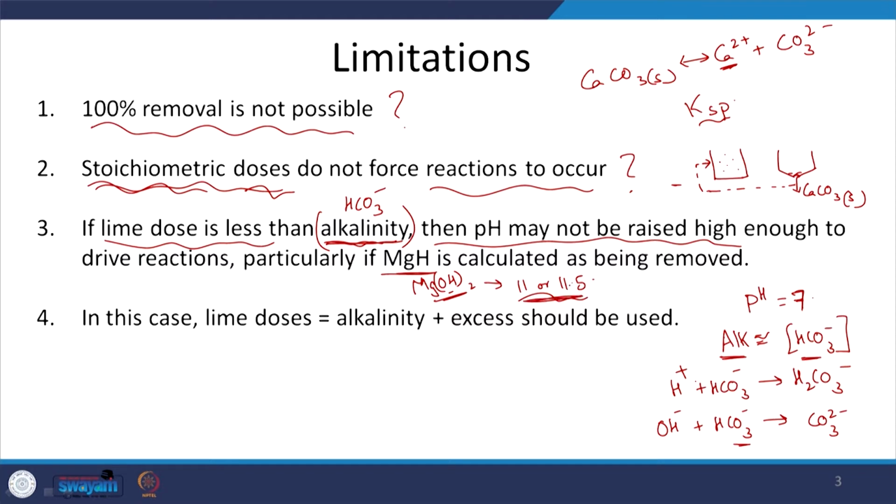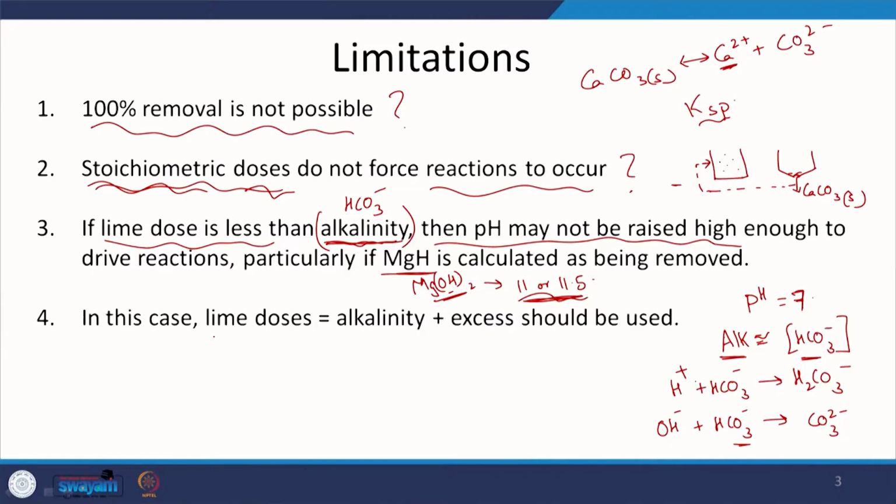Why is this an issue? Well, typically water will have alkalinity, so you need to have considerably high lime doses. In this case, lime dose is equal to alkalinity plus the excess. Excess is used for two cases, because it is just not sufficient to look at the HCO3 minus concentration; to increase the pH also, I will have to add excess. Excess is for driving the stoichiometric reaction, and then, when the dose is near about alkalinity, it is to increase the pH.